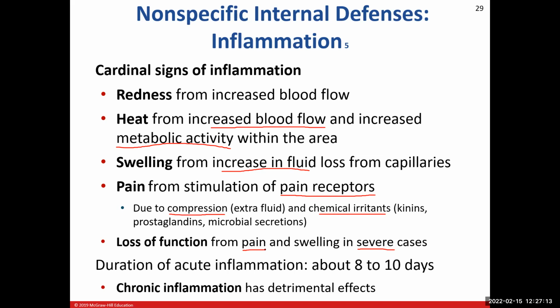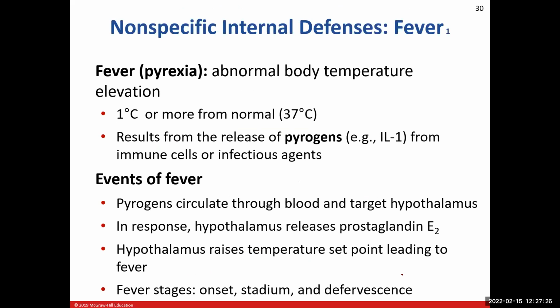So normally when we talk about acute inflammation, it's going to be a short period of time, anywhere between 8 to 10 days. Chronic inflammation will be much longer. And yes, it does have detrimental effects because chronic inflammation can eventually lead to tissue destruction. And especially if you're dealing with joints, if you get tissue destruction, you're going to get degeneration, and eventually you're going to get, I hate to say it, but arthritis.